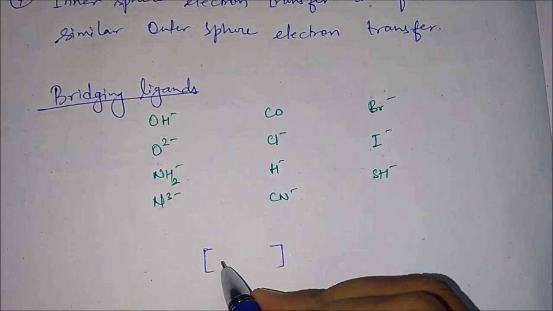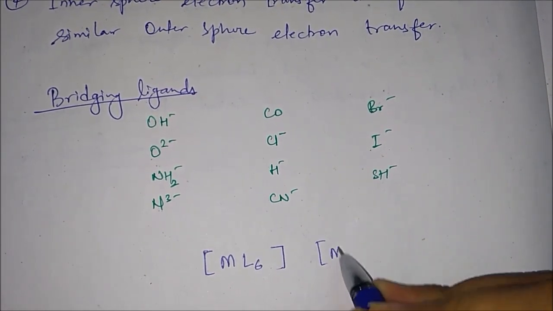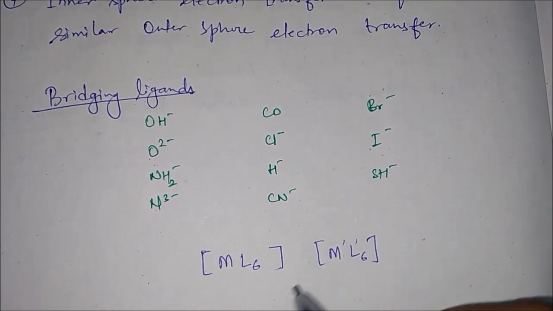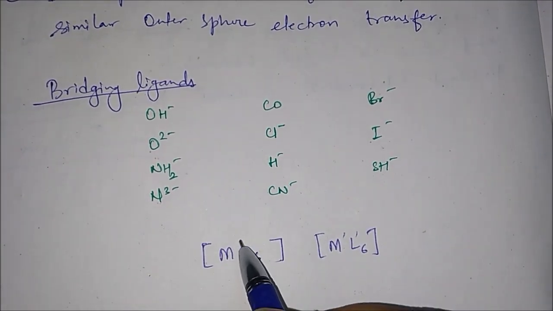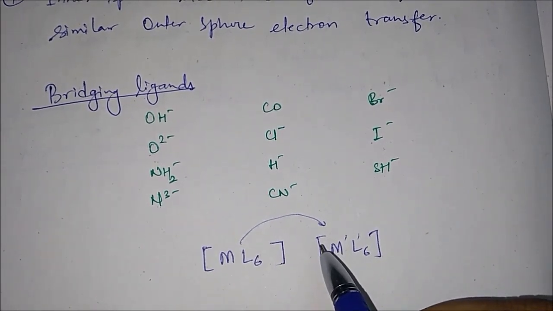All right, so let's say we have some metal and ligand complex over here, and we have one more metal and ligand complex like this. Now if the electron transfer is taking place from here to here, one sphere to other sphere, this is called outer sphere electron transfer mechanism.